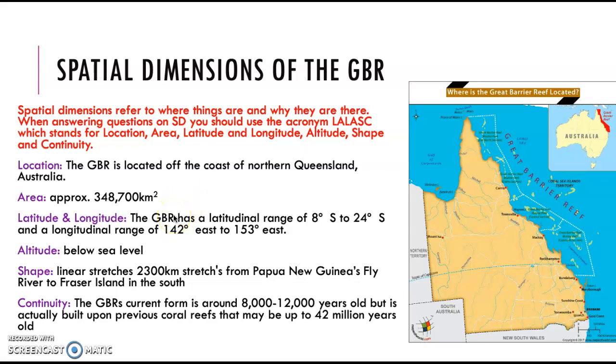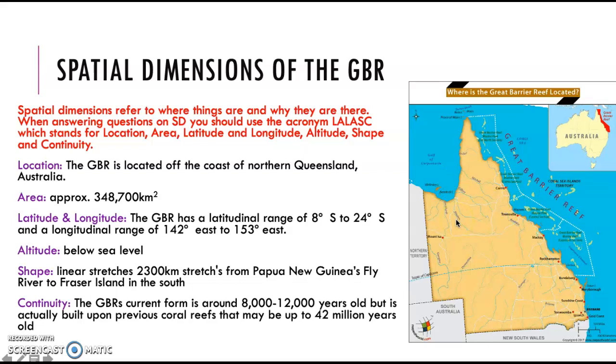It's got a latitudinal and longitudinal range. Now, some places might have specific exact latitude and longitudes, but the Great Barrier Reef, because it's so large, has a range. So its latitudinal range is from 8 degrees south to 24 degrees south. We can see here where it sits in this tropical region. And its longitudinal range is between 142 degrees east and 153 degrees east, moving this way across its longitude.